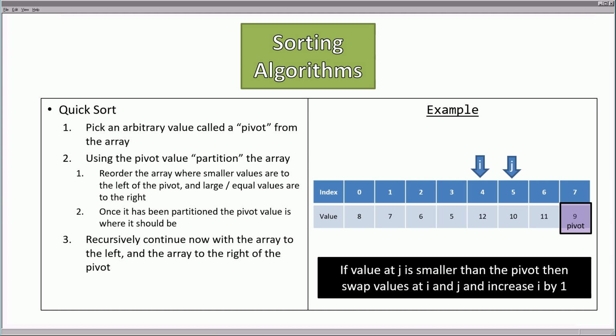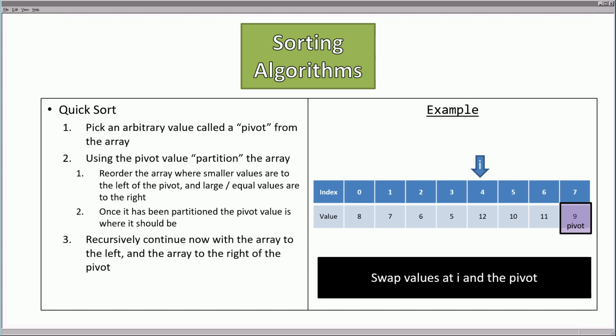10 is greater than 9, 11 is greater than 9, and now we reach that pivot value. 9 is not less than 9. So once we're outside of that, what we then must do is swap the values at i and the pivot. And now what we have here is the value 9, where the left-hand side of this array is all the values less than 9, and all of the greater values to the right-hand side. This i right here indicates where the pivot should be.